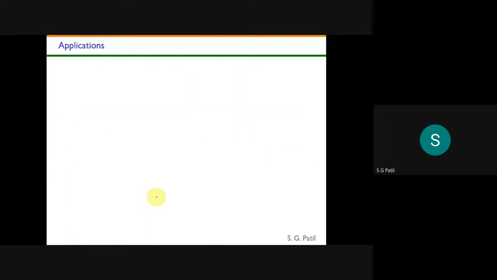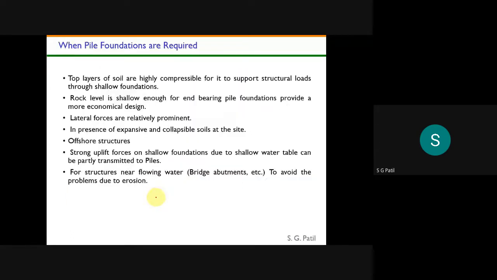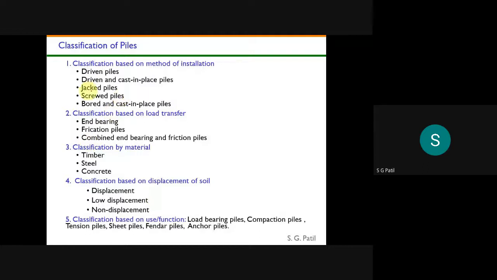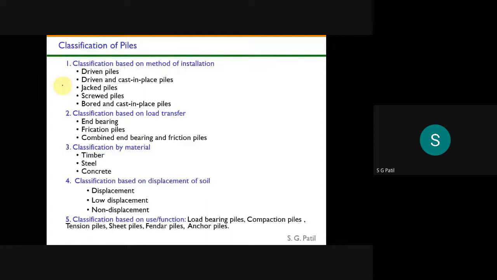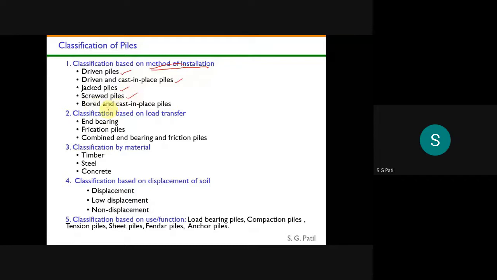These things we already covered, and we also started with the classification of piles. The classification is based on five categories. The first category is classification based on the method of installation, that is, how you are going to install them. For example, we have driven piles, driven and cast in place piles, jacked piles, screwed piles, and bored and cast in place piles.